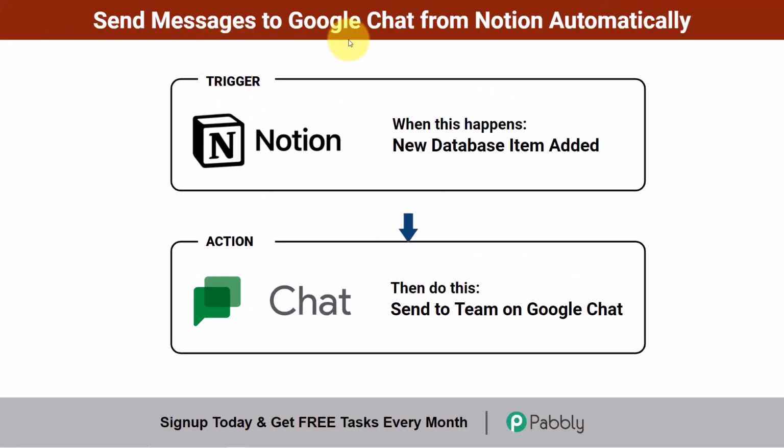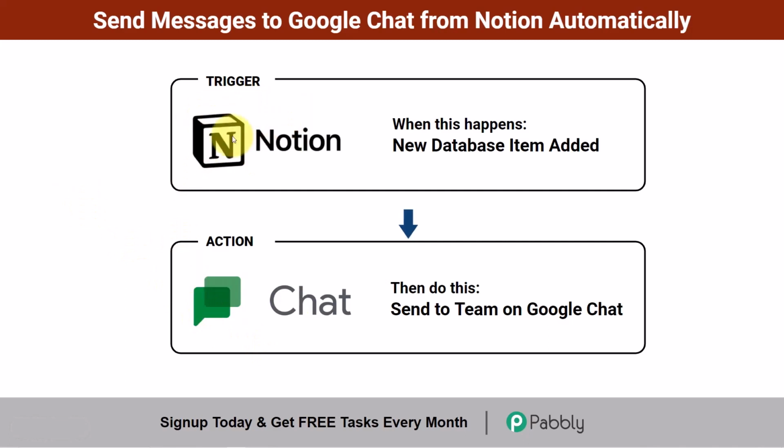How to send messages to Google Chat from Notion database automatically. So assume that you are maintaining some task list in Notion, and whenever you are adding any new task here, you want that the same task should be shared with your team on Google Chat automatically. Yes, it is possible. Whatever the new data, new task, new client details you are adding into Notion, those details can be shared automatically with your team on Google Chat. In this way, you do not have to share the same thing at two different places individually.